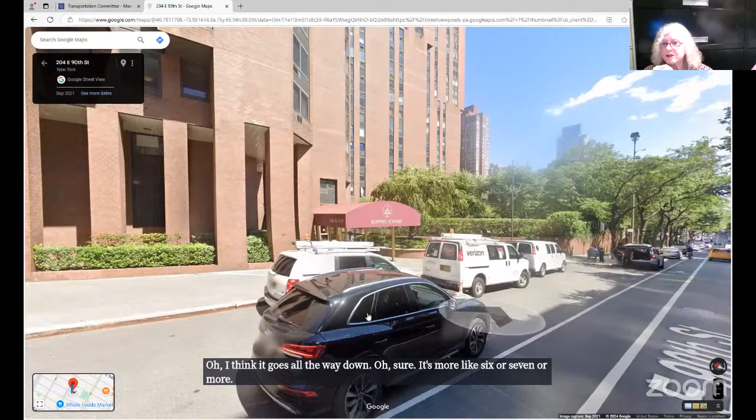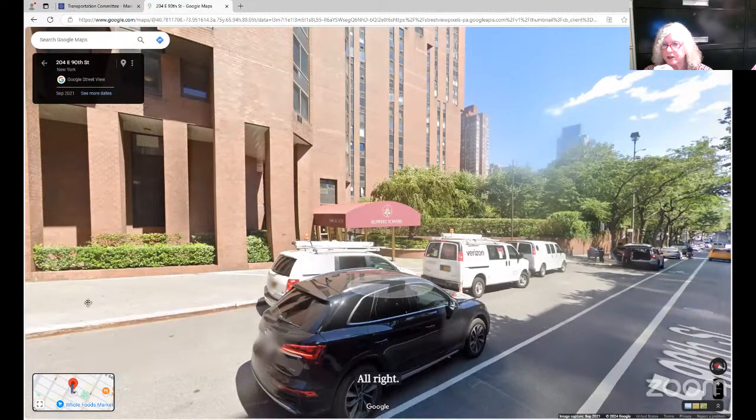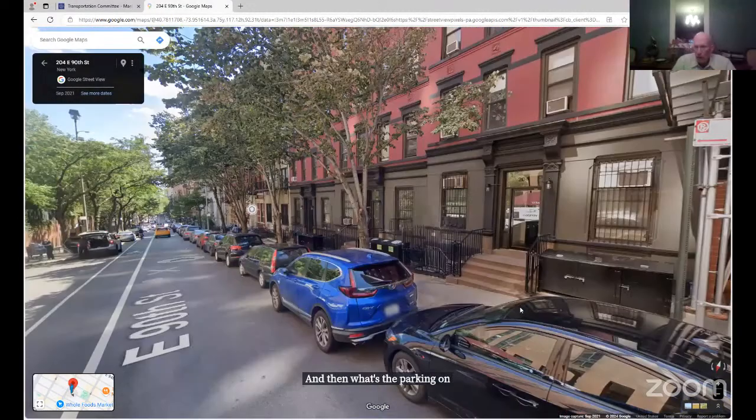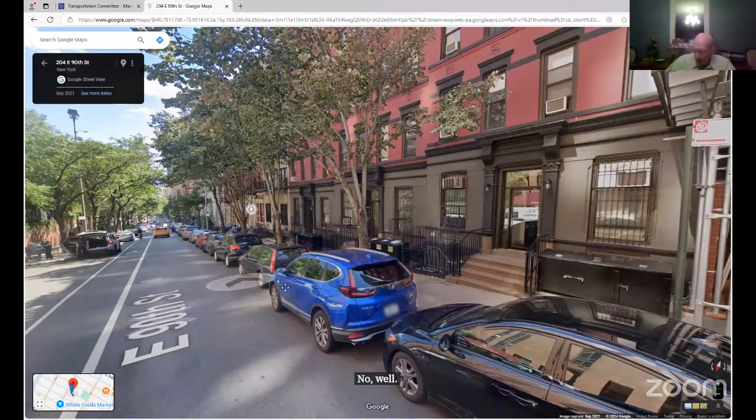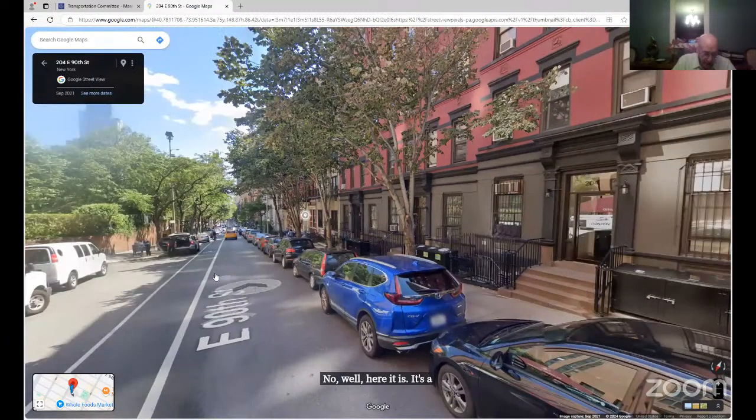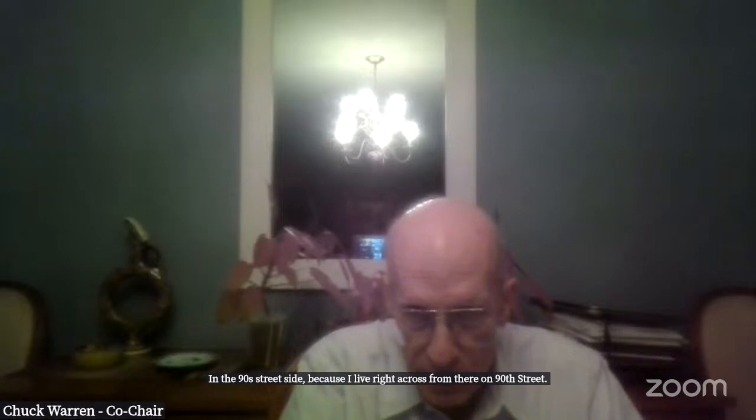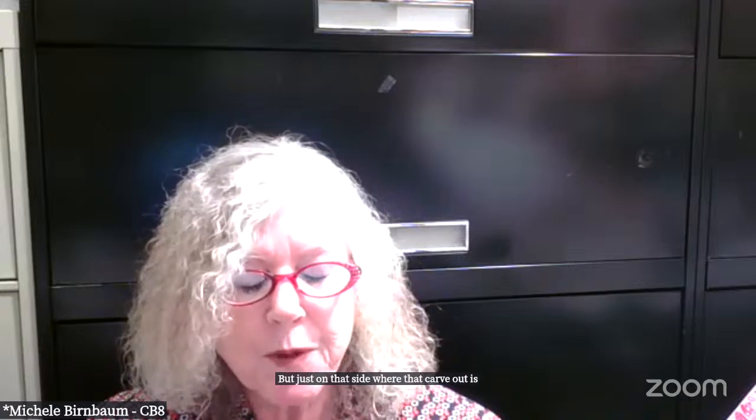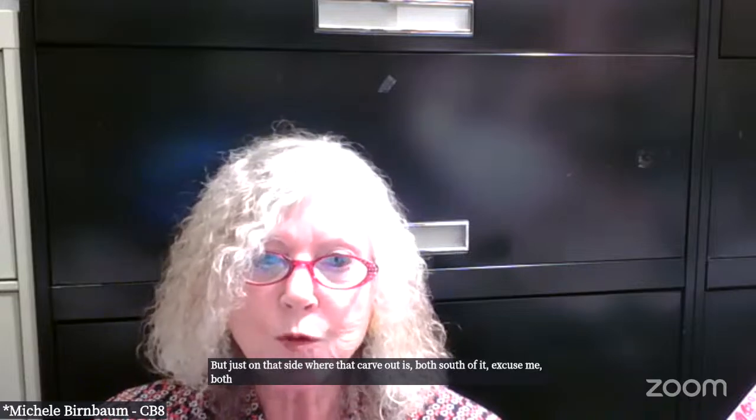And then what's the parking on the rest of the street? Is it alternate sides? No, well, here it is. It's a variety, because I can speak to the 90th Street side because I live right across from there on 90th Street. Some of it is alternate side of street parking, but there's a lot of no parking zones there on both sides of the street. But just on that side where that carve out is, both south of it, east of that spot and west of that, what are the parking regulations?